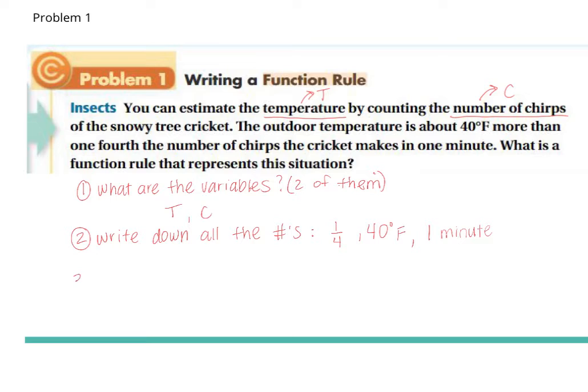And our third portion is we need to write an equation in the form y equals mx plus b, where y is a variable, x is a variable, m is a number, and b is a number.